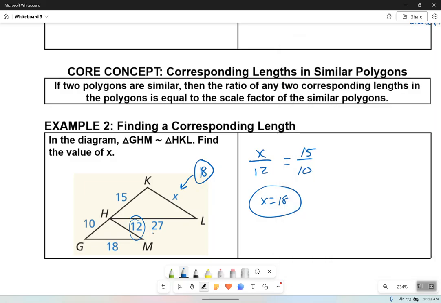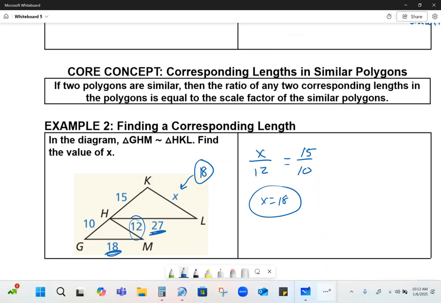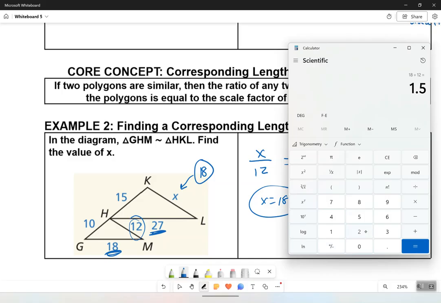What would be the third side to compare? 27 over what? Oh boy. Anybody want to guess what 27 divided by 18 might be? Fast question is, what do you think the scale factor is? You probably say it's what? 1.5. Okay. All right. To go from a small triangle to the big triangle, 1.5.